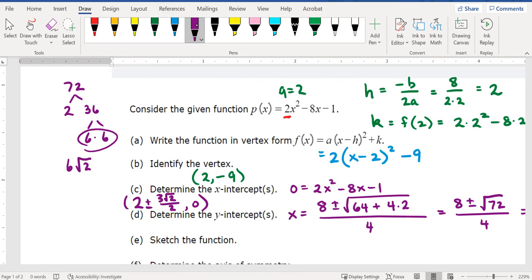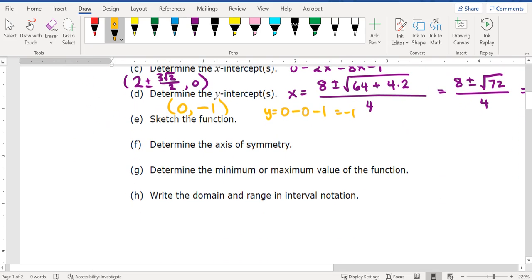Okay, for the y-intercept, you're going to let x be 0. So I've got y equals 2 times 0 squared minus 8 times 0 minus 1. So my y-intercept would be (0, negative 1).